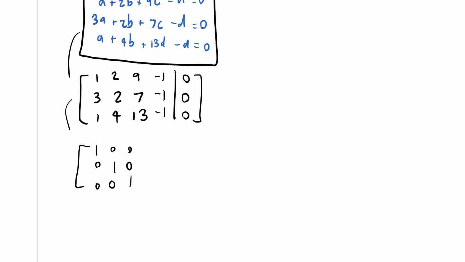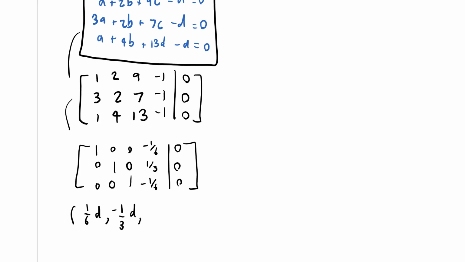My second to last column is going to be negative 1/6, 1/3, and another negative 1/6, 1/3, and then negative 1/6 again, and then all 0. So that means the solution to this system of equations is going to be 1/6 of d, and then negative 1/3 of d, and then 1/6 of d, and d.